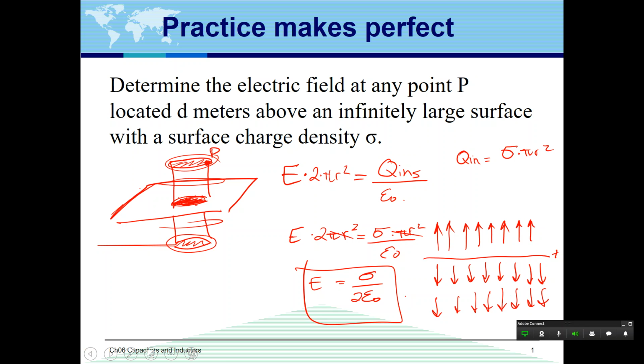If I were to draw now a negatively charged plate here, and I did the same exact thing, and I drew the electric field lines, well, the electric field lines are going to go inward. And this is looking familiar because you guys have seen this in the video last class.